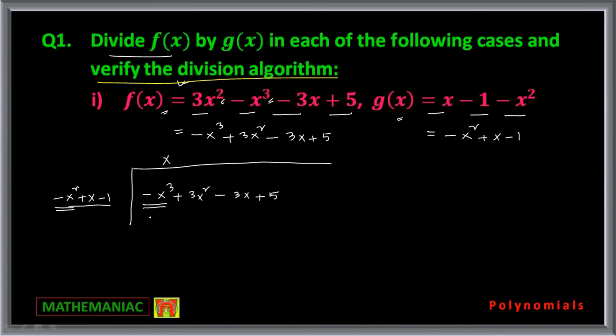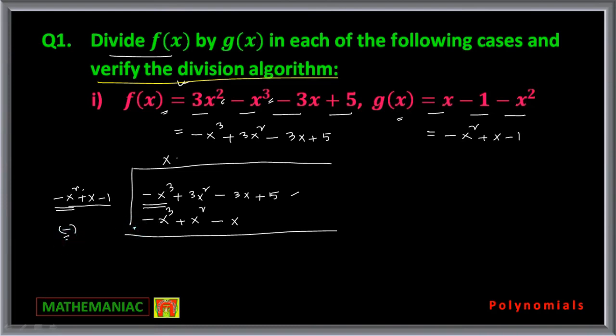Okay, so once you find this, multiply it by all three terms of the divisor and write the result below the dividend. So x into minus x squared gives you minus x cubed. Then x into plus x gives x squared, and minus 1 into x gives minus x. Once you finish with the multiplication, it's time to subtract all this from the given polynomial. So for your convenience, I'm writing a minus here, which reminds me that I have to subtract this particular part.